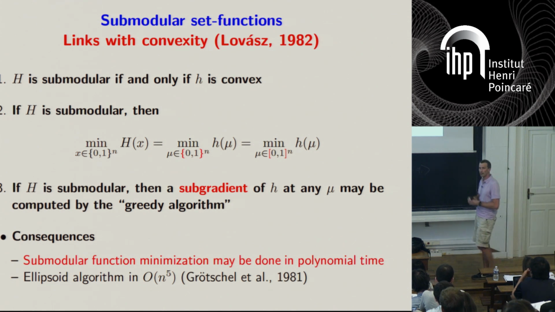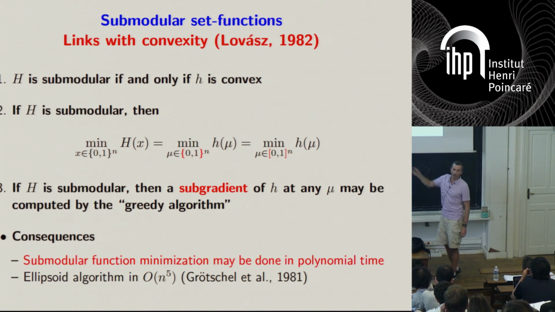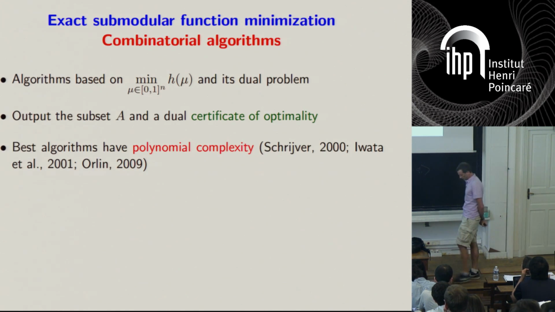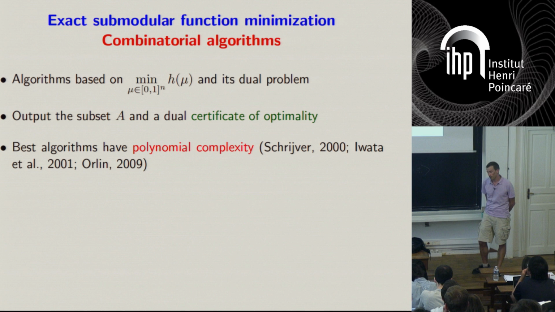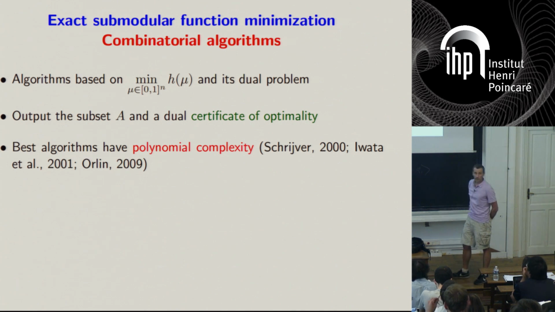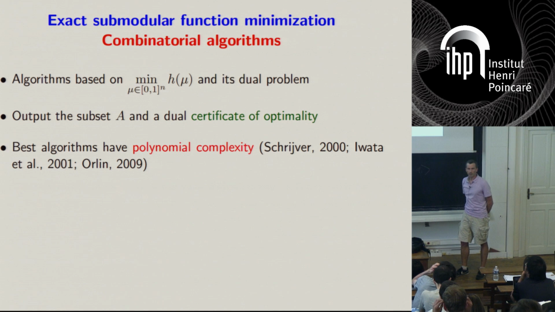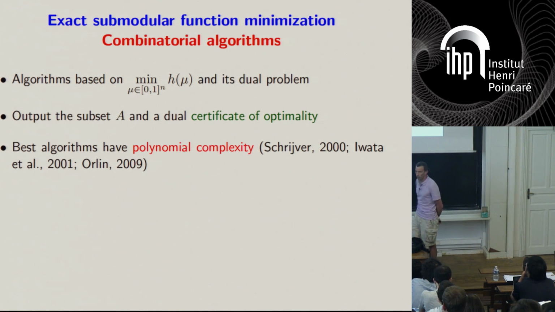So this just shows that from the start, you can minimize those functions in polynomial time, but of course n to the 5 is a bit big, because you have to imagine that in the graph cut example for images, n is a few millions. A few millions to the power 5 is not really usable. So people have designed several types of algorithms for that problem. All the algorithms work in the same way. They use this convex formulation and just try to find a good mu and also a dual certificate, which I don't want to get into today, to prove optimality.